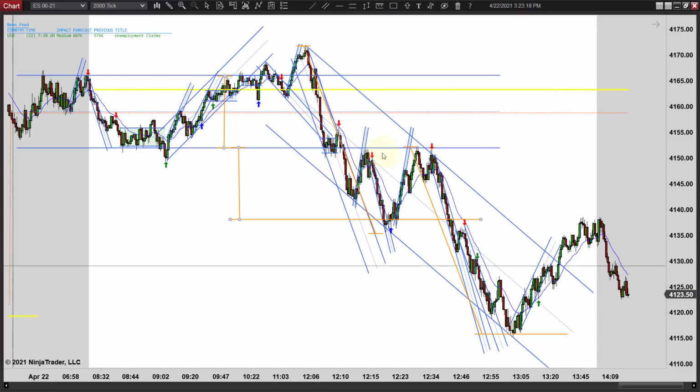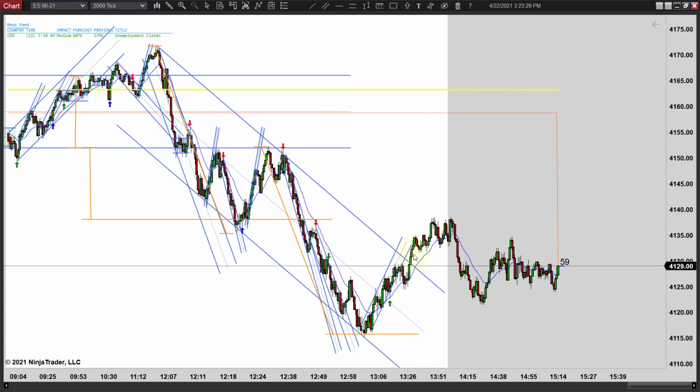We came back, and when it tested the underside of this multiple times, and then it started the second leg down. And we made two legs down, corrected out of there, and then just kind of went sideways into the close.